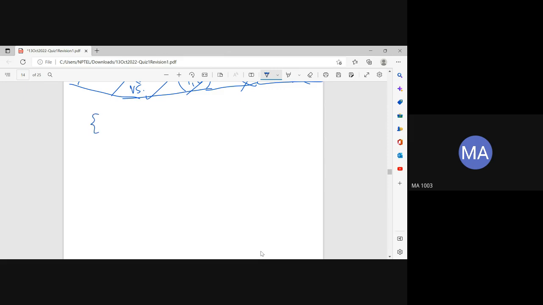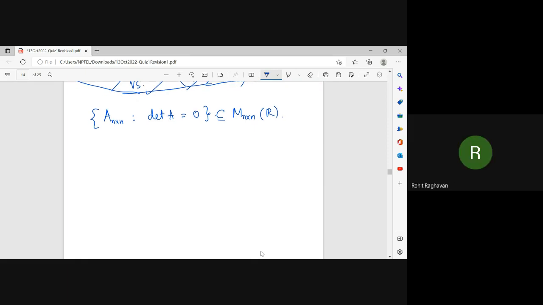Now, if I take the set of all n cross n matrices satisfying the condition that the determinant of the matrix is equal to 0, what is this a subset of? Can you tell me a bigger vector space for which this is a subset? The set of all square matrices. Yeah. So now, is this a subspace or not? Yes, ma'am, it is.